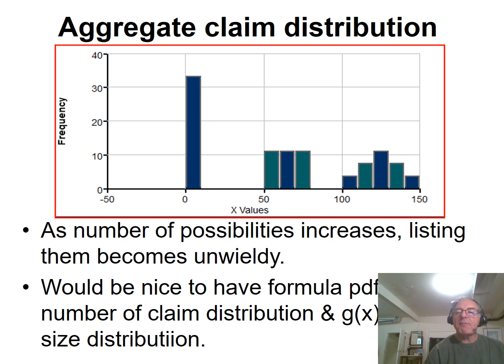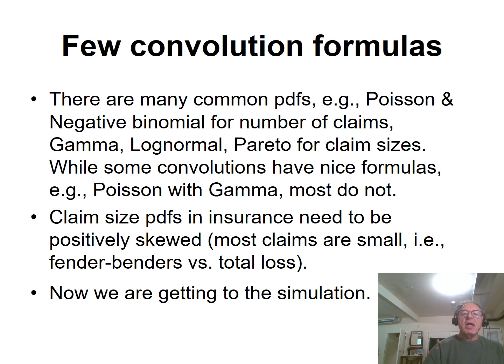So it would be nice to have probability distribution functions that would summarize this for us. While there are many common probability distribution functions that can be used in insurance work, Poisson and negative binomial are commonly used for number of claims, and these are some of the skewed probability distributions commonly used for claim sizes. When trying to convolute, to combine all the possibilities of numbers and claim sizes, only a few of these combinations, such as Poisson and gamma, have nice convolutions.